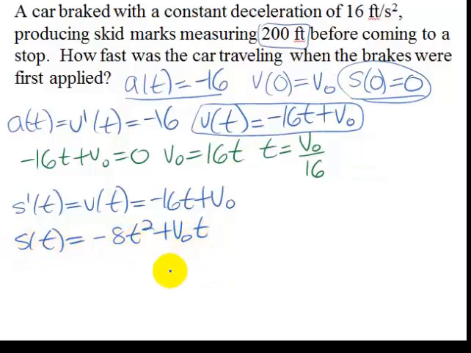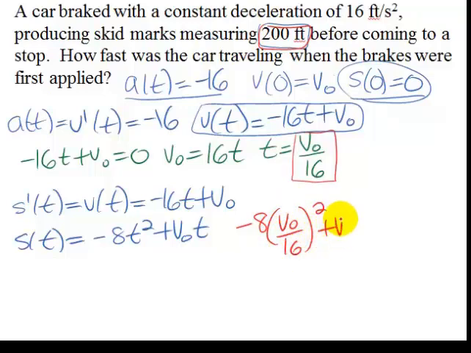So here is position, and we know that if we let the time be v naught over 16, we will have gone 200 feet. So we're going to have negative 8 times v naught over 16 squared plus v naught times v naught over 16. When we put that time in, it's going to have traveled 200 feet. So now we just have an equation with v naught that we can solve, and that's what we wanted to know, the initial velocity.